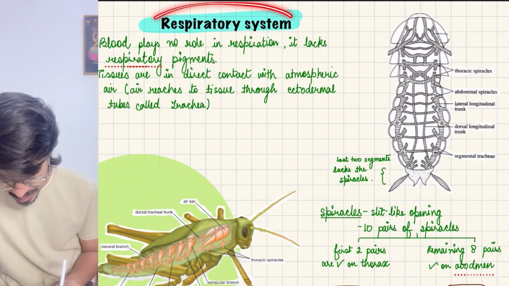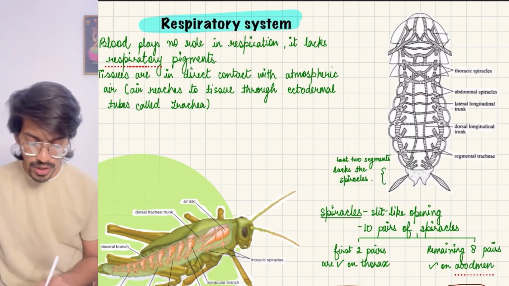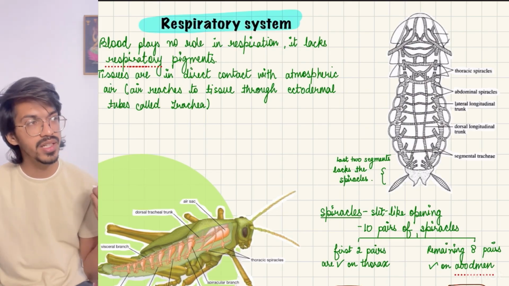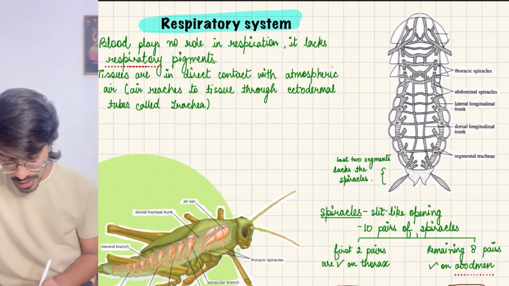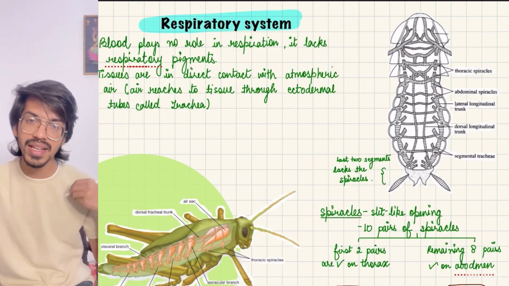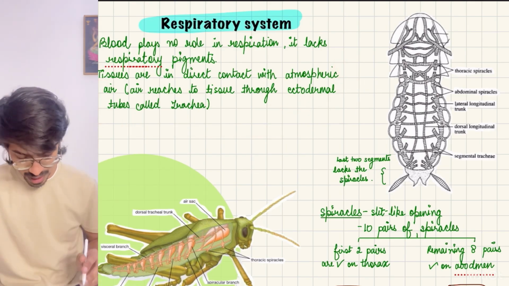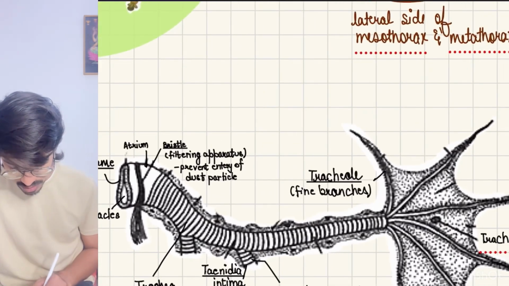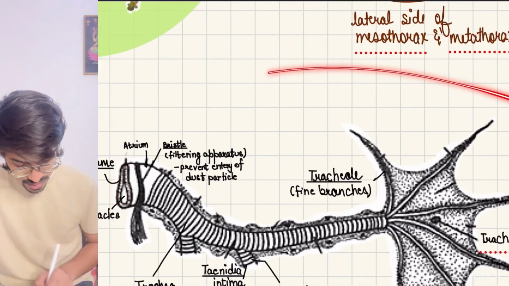Moving on to the respiratory system. Here the blood does not play any role because it lacks respiratory pigments, meaning there is no hemoglobin. The tissues directly come in contact with atmospheric air, and they get oxygenated. So spiracles are present. We have to remember that the spiracles are there. This is a tracheal system.